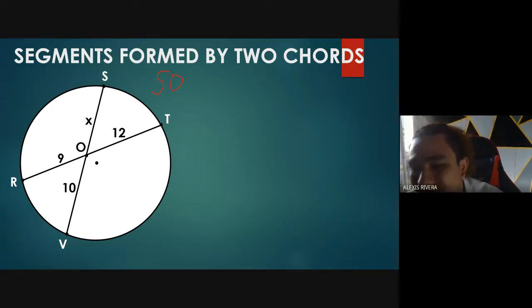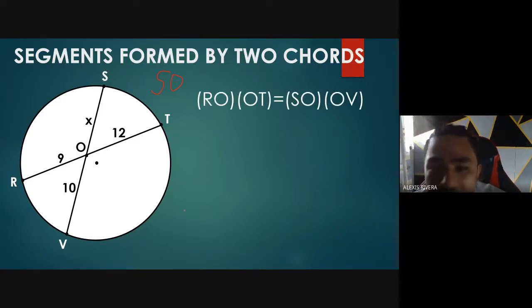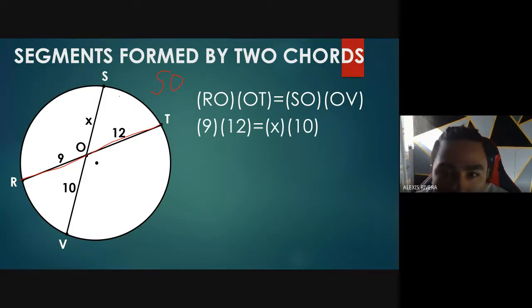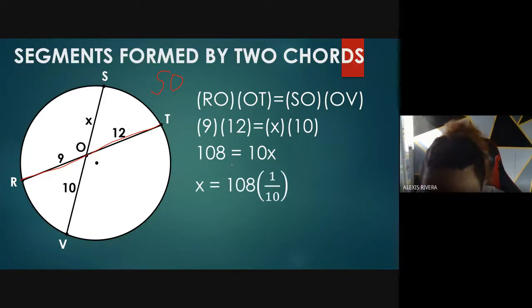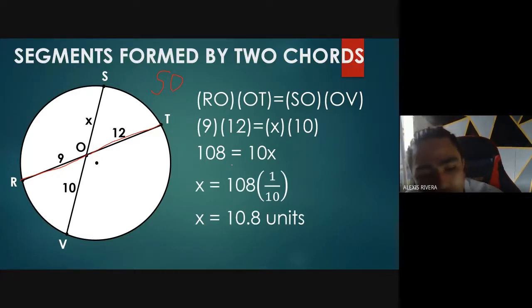Yon. Very good. So, the answer is, ayan. So, yung RO, magka-partner, tsaka yung OT, and then we have SO and OV. Pwede mauna SO, OV kung anong gusto niyo. So, we have 9 times 12 is equal to X times 10. And that will be 108 equals 10X. So, after that, you just have to divide sa 10 or times sa 1 over 10. And then we will have the answer of 10.8 units.